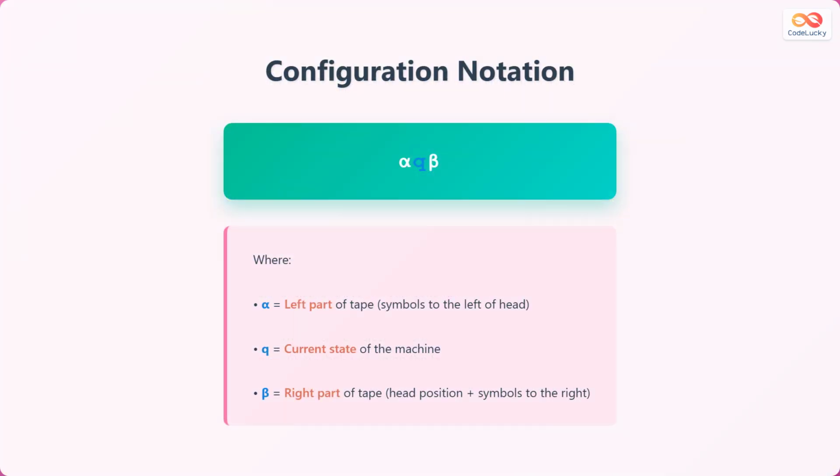Let's talk about how we represent a configuration using a specific notation. We use the notation alpha, q, beta, where alpha equals the left part of the tape, representing all the symbols to the left of the read or write head. Q represents the current state of the machine, indicating the state the machine is currently in. Beta equals the right part of the tape, which includes the symbol at the current head position, as well as all symbols to the right of it.